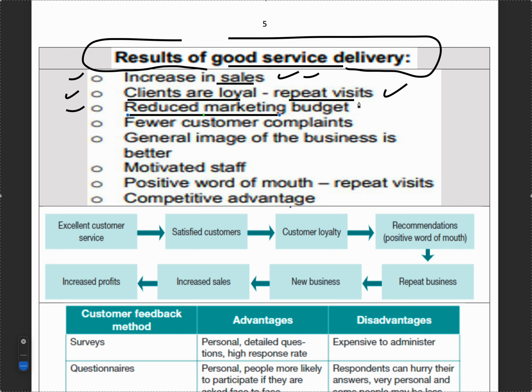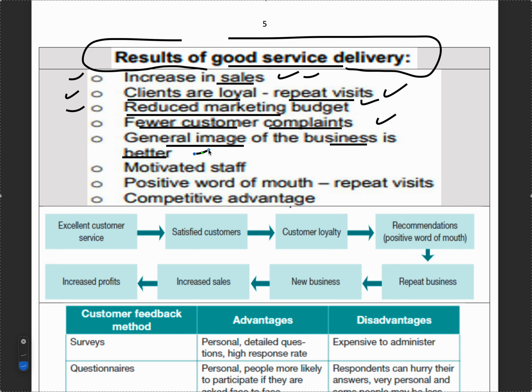So that reduces the marketing budget you would be using for your business, like having someone market it, the influencer on Twitter. No, the business will market itself now because it's well known for being good. There will be fewer customer complaints because you deliver what the customers expect, what the customer likes, in a way that they like. That also leads to a better image of the company, because no one is saying something negative about the business.